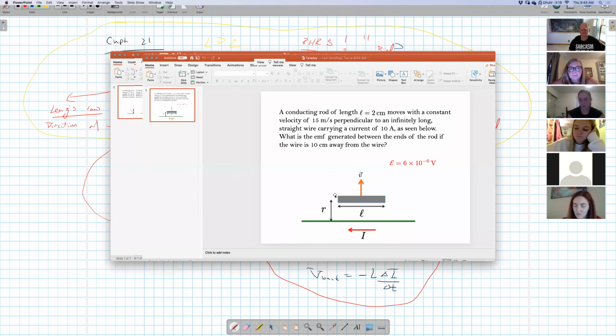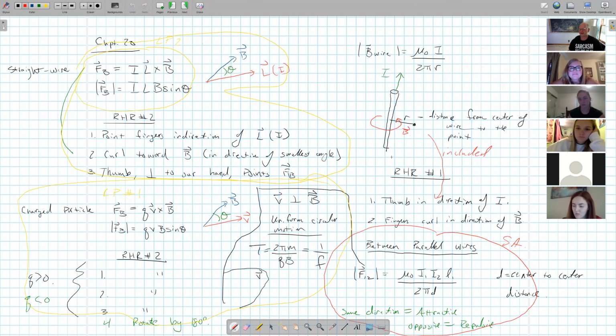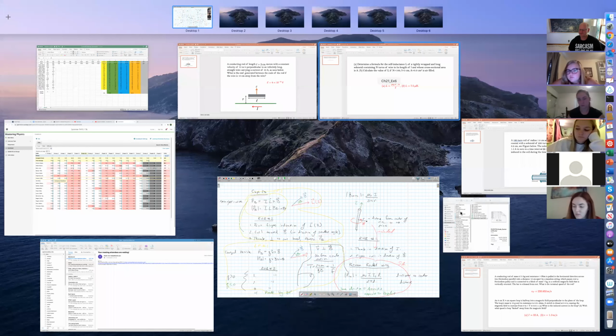Here you have to use the magnetic field from a straight wire, which is the one I told you not to worry too much about previously, but that's simply this. This is the magnetic field being generated, and it depends on that distance r. Okay, so that's the first one.